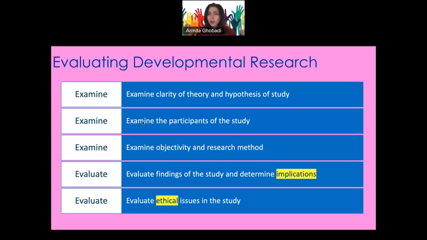Yeah, here are just 5 steps for having a good research method in developmental psychology.